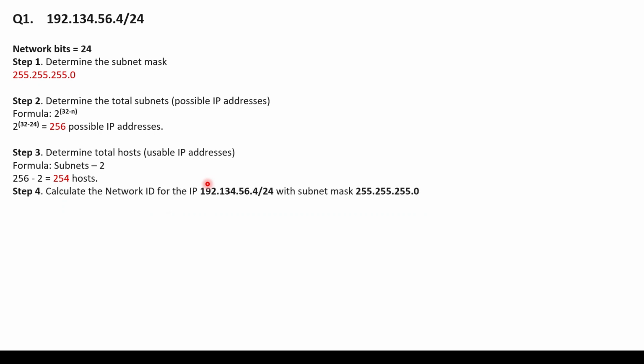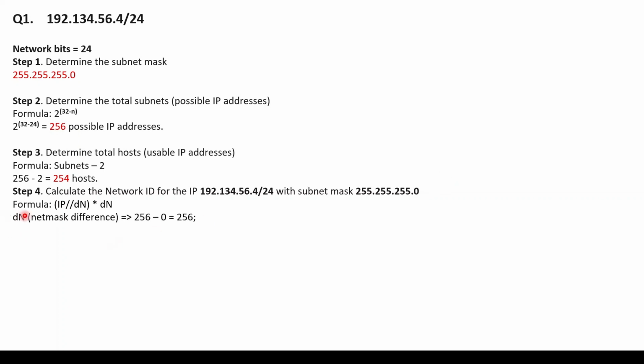Now, step 4 is to calculate the network ID for the IP. This is where things get a little interesting. Our IP address is 192.168.56.4 in a /24 network, and we already know that the subnet mask is 255.255.255.0 from above. Now, this is the formula to do this. Remember, I said IP in an integer division by delta n, then multiply everything by delta n.